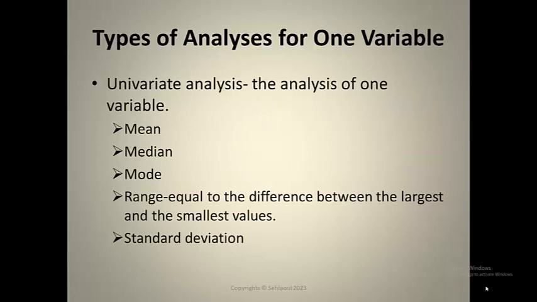Types of analyses for one variable. So if you have a univariate analysis, in this case, the analysis of one variable, you will basically be looking at some descriptive statistical analysis such as the mean, median, mode, range, and standard deviation.